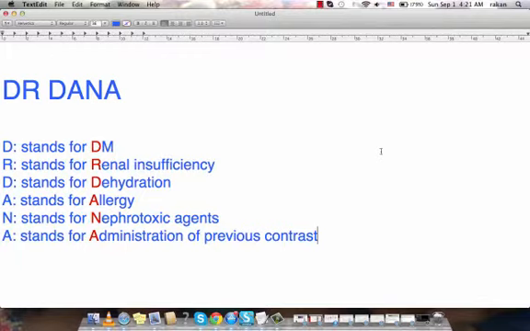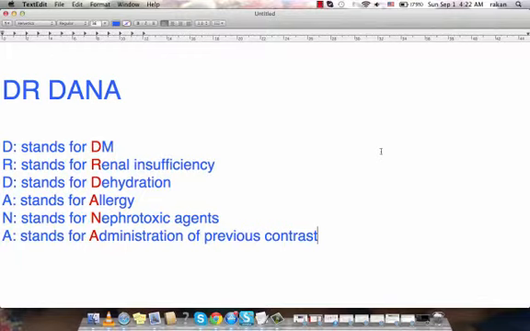Number 2 is R, which stands for renal insufficiency. Actually, we consider renal insufficiency if the creatinine level is above 1.4 milligram per deciliter. And some doctors may go a little bit lower and consider above 1.2 milligram per deciliter a kind of renal insufficiency, but we usually stick to guidelines.